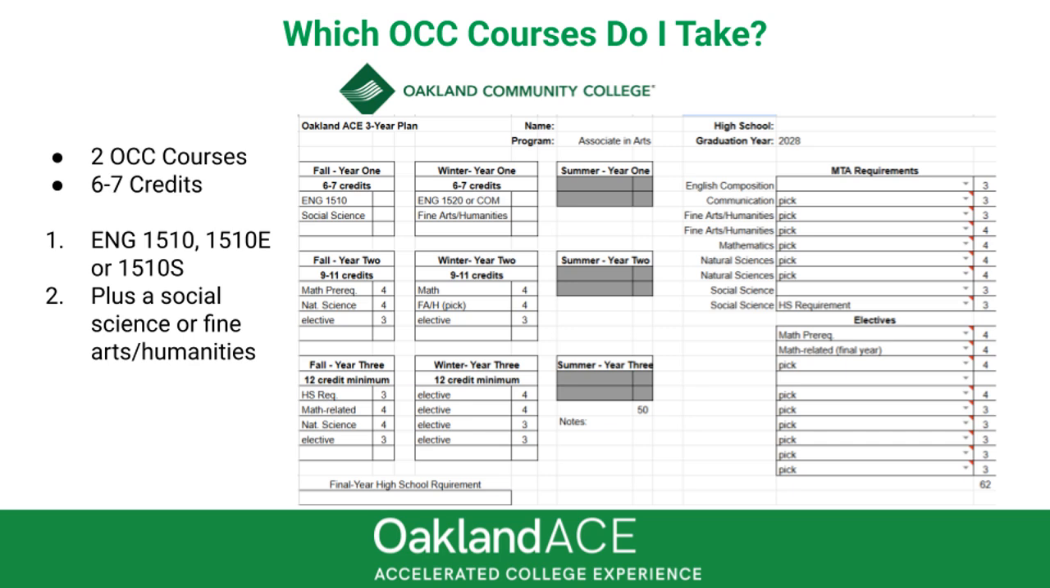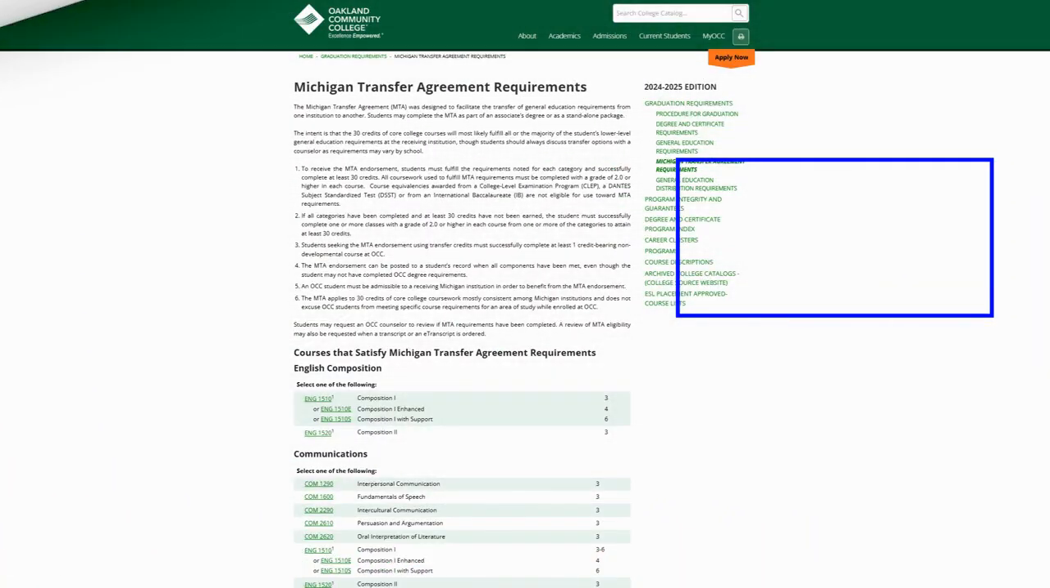I shared a 3-year plan with you that shows the spaces in your schedule for social science and a fine arts humanities course. At this time, if you want to find the 3-year plan I shared with you through Google Sheets, please take a moment to do so. Do you have to take a social science or fine arts humanities class? No. However, if you want to take courses that count towards the Michigan Transfer Agreement, then you need to pay attention to the types of courses that are listed on the far right side of your plan.